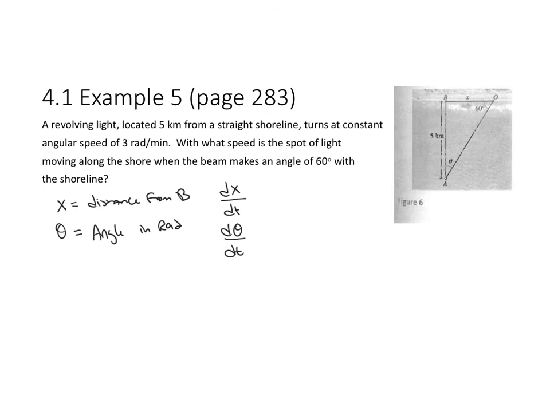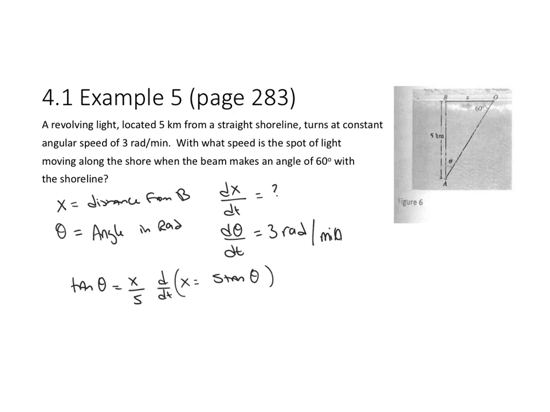I know that it's turning at a constant speed of 3 radians per minute, so that's my d theta/dt. And I know I'm looking for dx/dt. That's how fast it's moving on the shore. So using what we know about triangles, theta, we have opposite and adjacent, so we're going to use tangent of theta equals x over 5. That's the equation that we're going to be solving. Instead of having that 5 in the denominator, it might be more helpful to have x equals 5 tan theta before we do our differentiation.